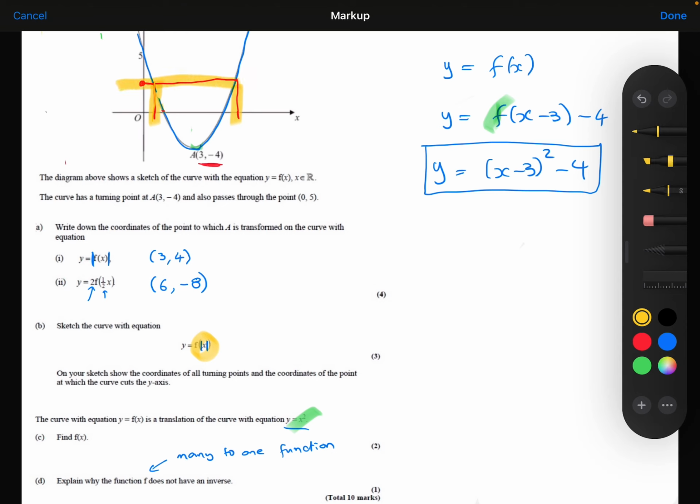Now the problem with that is if I did an inverse of that, the inverse would flip the domain and the range around. So the many to 1 would become a 1 to many, which is not allowed. You can't have a 1 to many function. So the function f is a many to 1 function, so the inverse function will not exist.